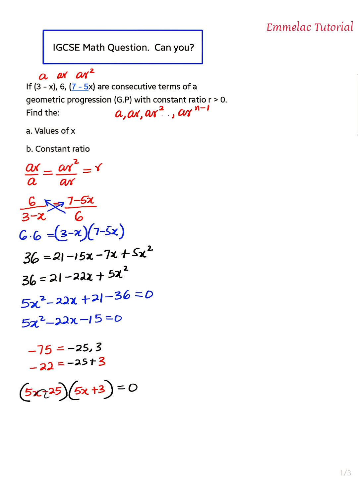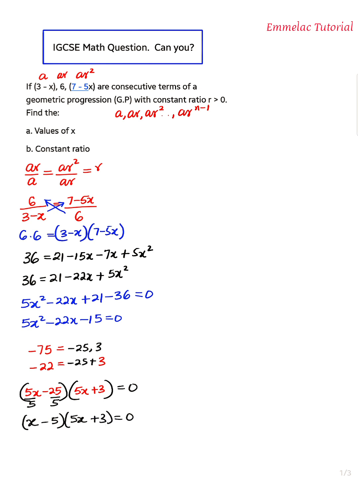we have a common factor, which is 5. So we can just reduce it by 5, the 2 by 5. So we end up having x minus 5 and 5x plus 3 equals 0.